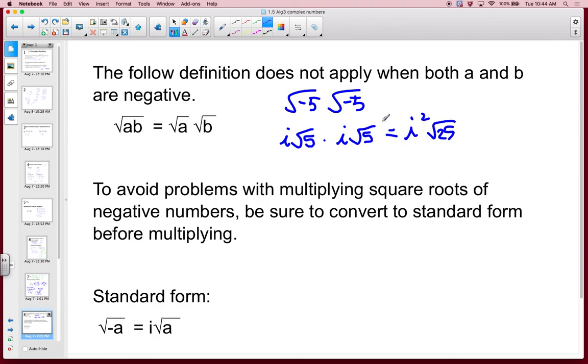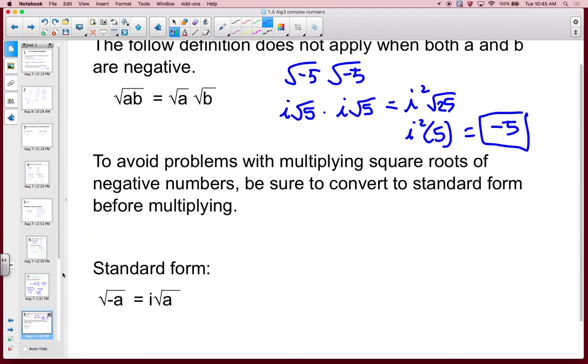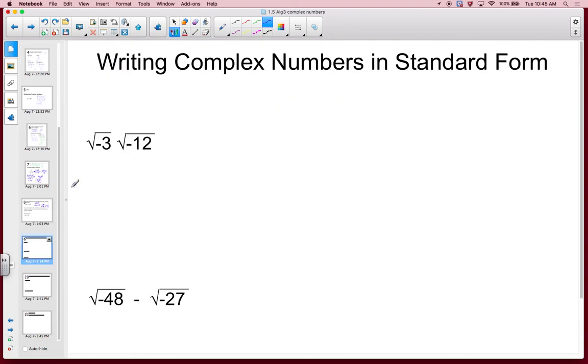We know that when we multiply two radicals that have the same root of 2, it's really just what is underneath, the radicand. So this is really an i squared times 5, using the principal root of the positive value. And i squared is a negative 1, so therefore we get a negative 5. So if these are both negative, you need to take out the i's first. Okay? So let's give some of those a try here.